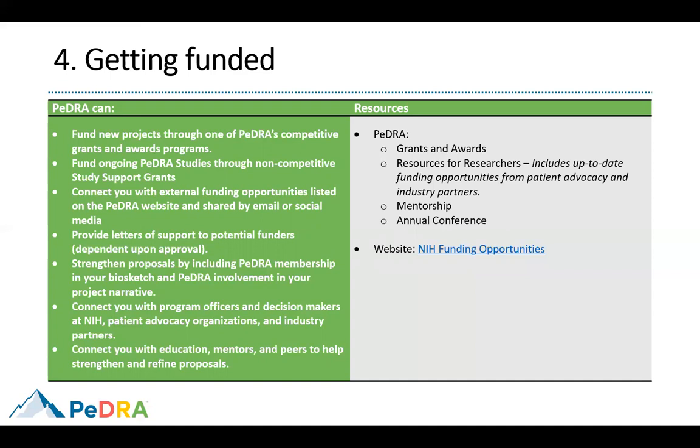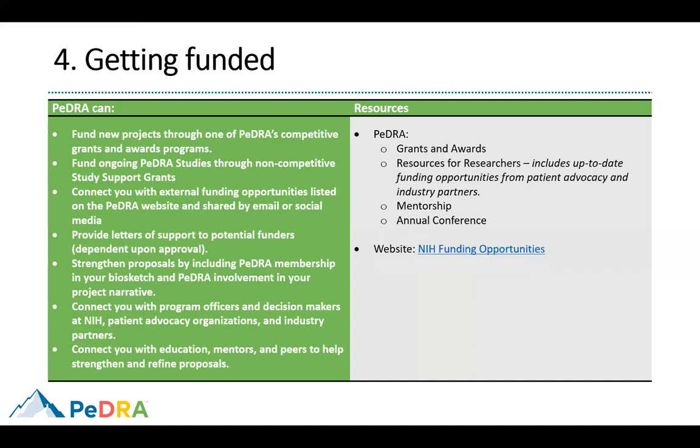One thing is we can actually fund you. So PeDRA offers, at the time this is being recorded, 6 different funding opportunities, and those are available on the PeDRA website on the Grants and Awards webpage. So come to us, take a look at our funding cycle throughout the year and apply for those.